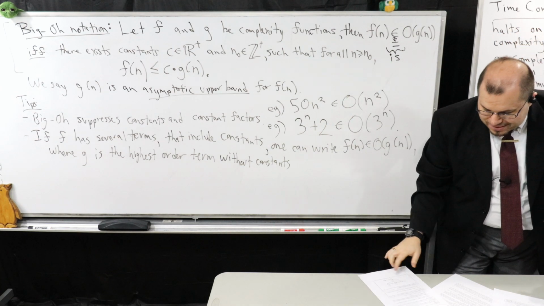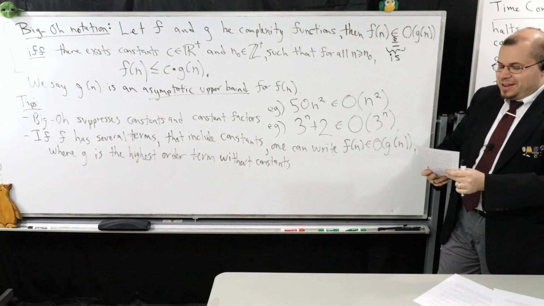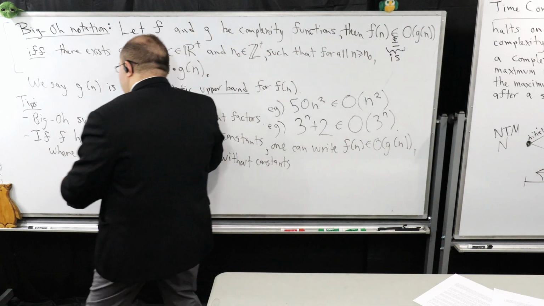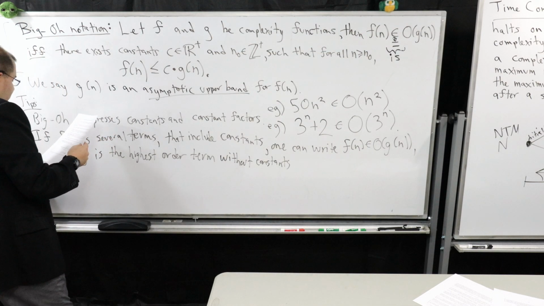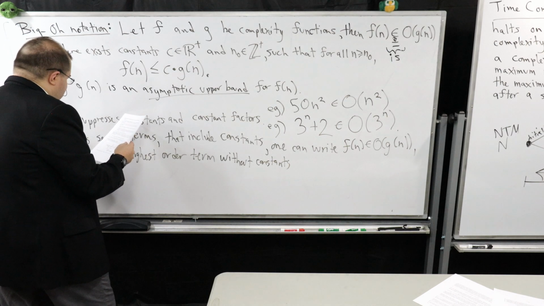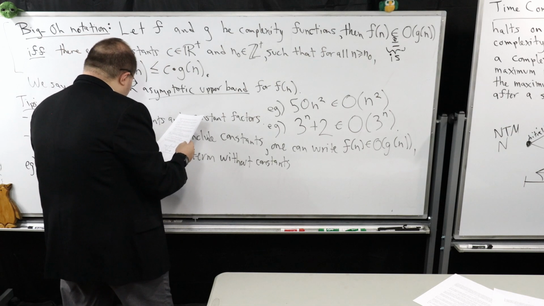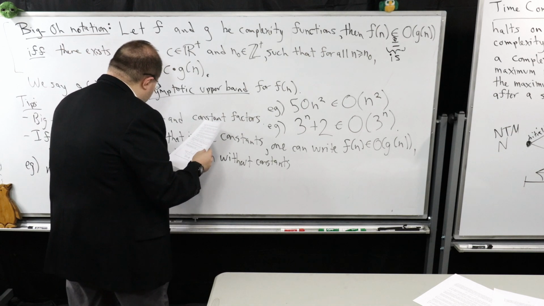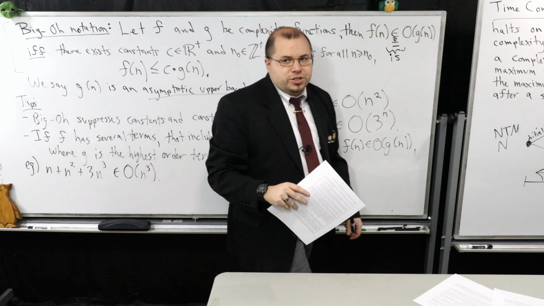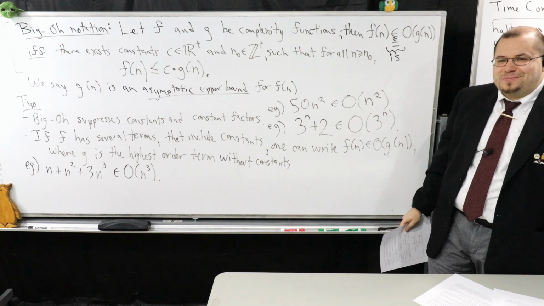So let's do a couple of examples. I just want to illustrate the notation, just to make sure everybody's on the same page here. Say I have n plus n squared plus 3n cubed. I can tell you that this is big O of n cubed. I just take the highest order term. In this case, I have a cubic there, and then I get rid of the constants.